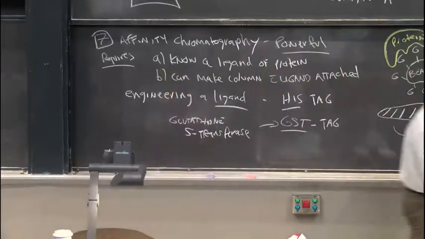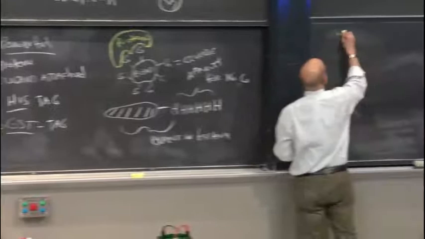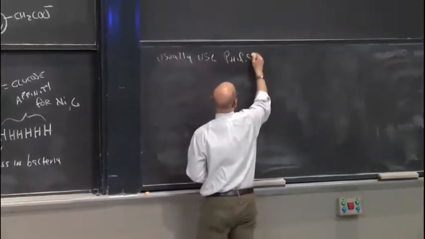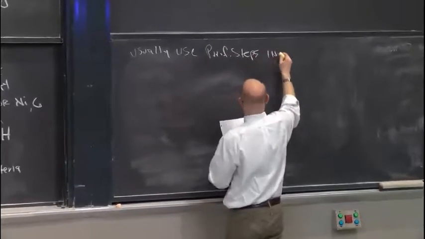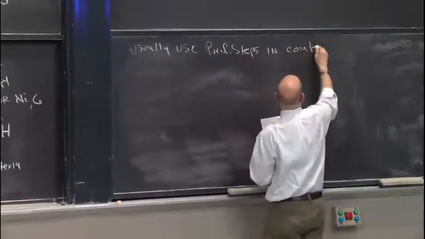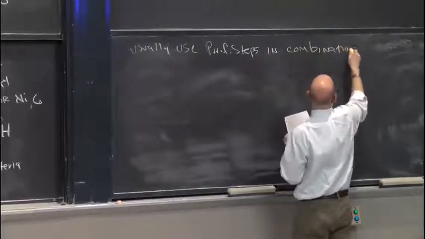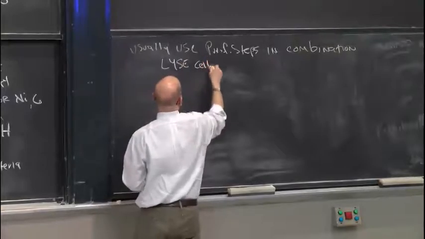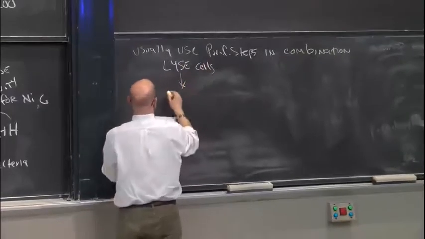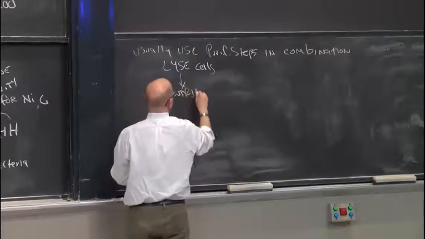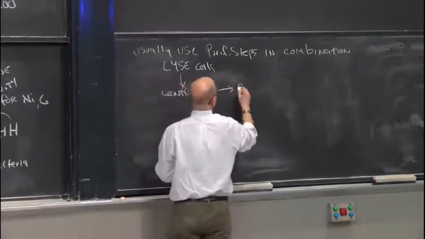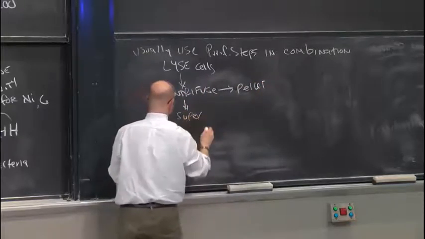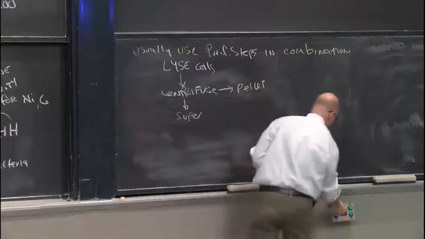When we do these tricks, we usually use these purification steps in combination. So a typical approach might be to do something like this. I could lyse the cells. I could centrifuge them. I could throw the pellet away. I could take my supernatant. And then I could do an ammonium sulfate precipitation.